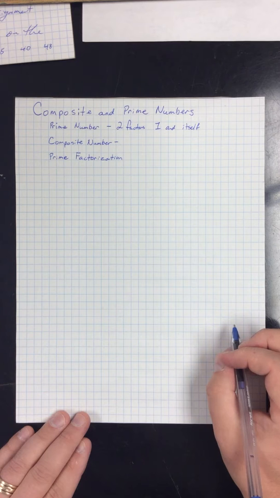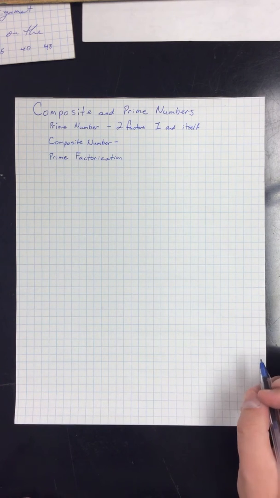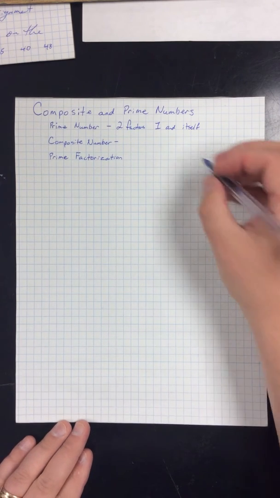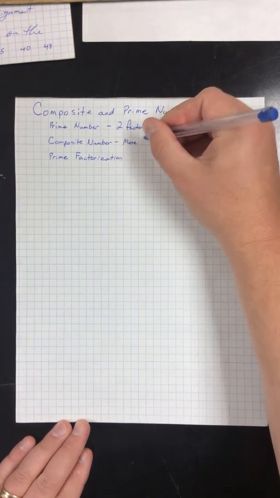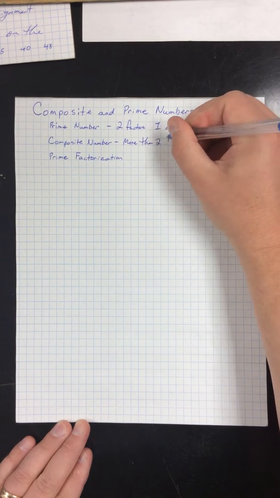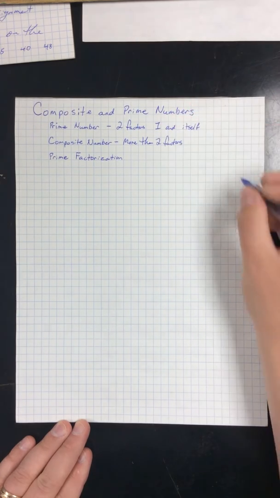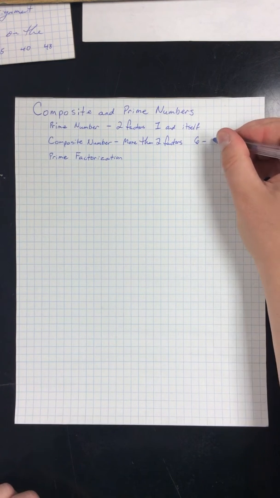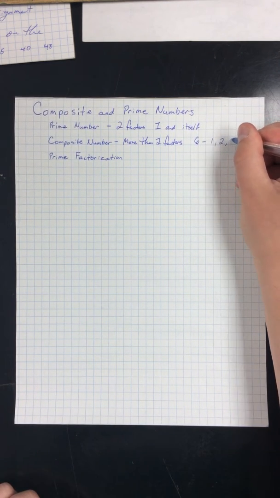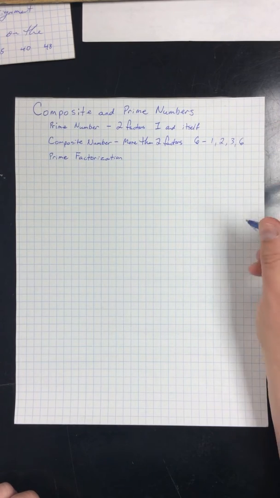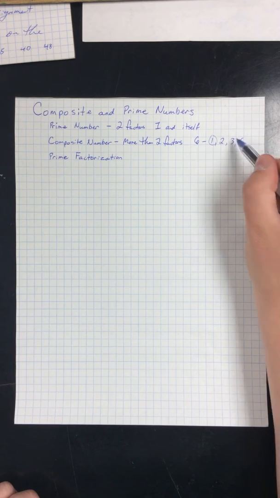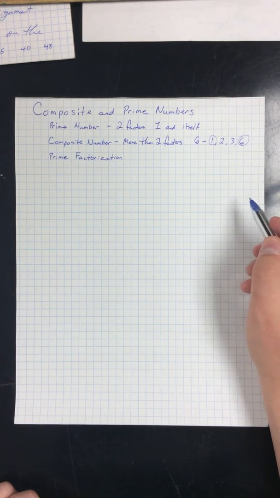Seven would be a good example of this because the numbers that divide evenly into 7 without leaving a remainder are 1 and 7. A composite number has more than two factors. An example of this could be 6, because 6 divides evenly by 1, 2, 3, and 6. So it's a composite number. It has more than two factors, more than just one and itself.